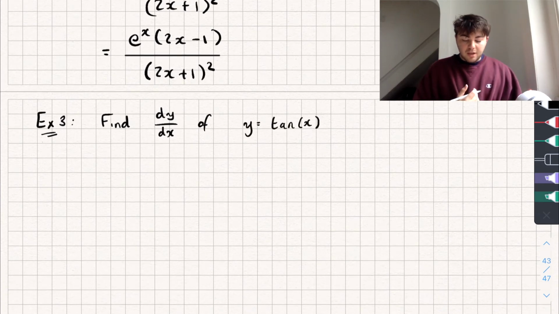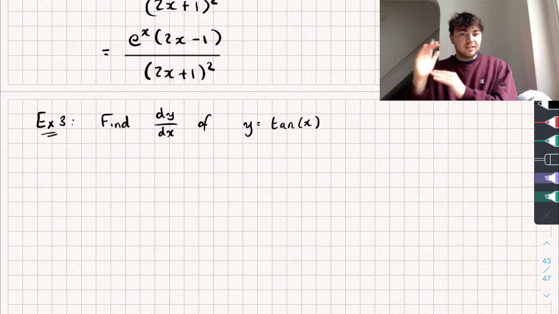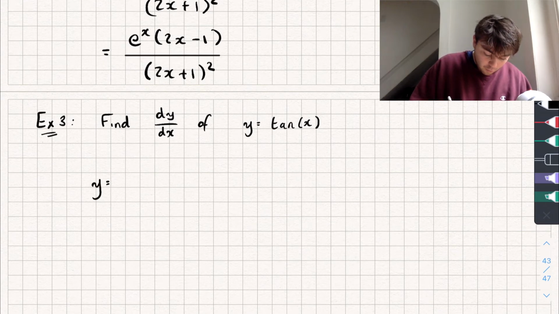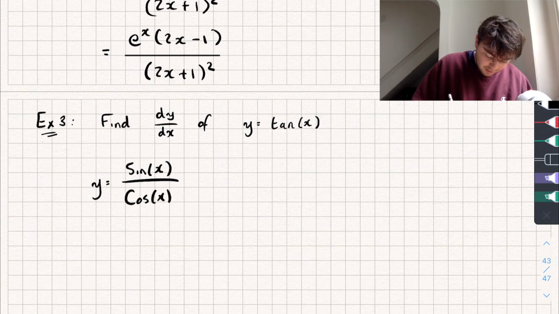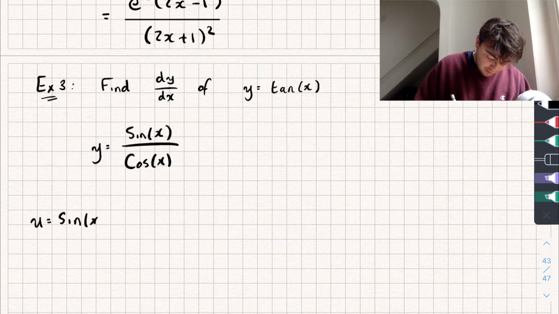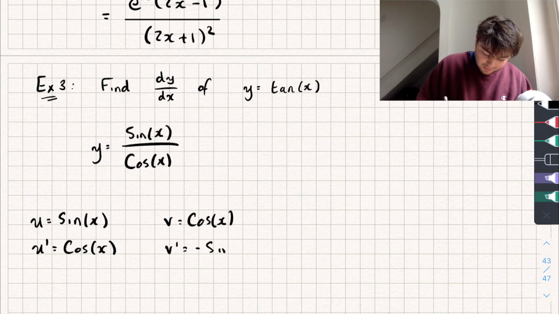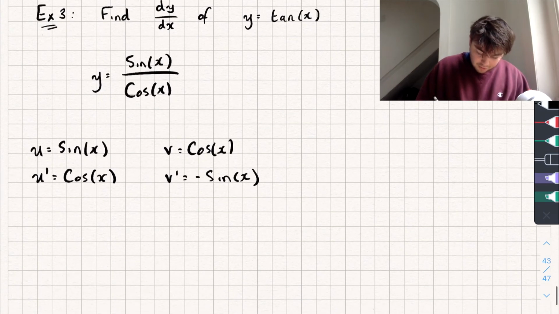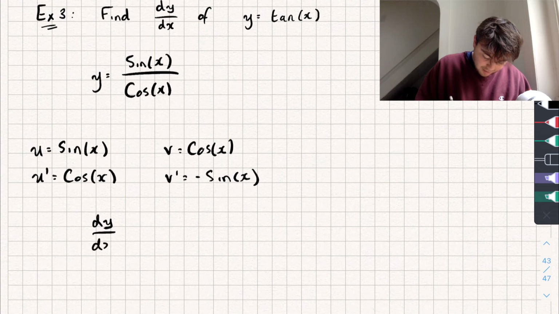Now this final example, we're going to take the derivative of tan x. So at the minute it's not really in a form to use the quotient rule, so we're going to have to rewrite tan as sine divided by cos. And if we do that we get y is equal to sine of x divided by cosine of x. And so now we can say that u is going to be equal to sine of x, and v is going to be equal to cosine x. So derivative of u, that's just going to be cos x, and the derivative of v, that's going to be negative sine of x. And so now we can use our quotient rule to find dy by dx.